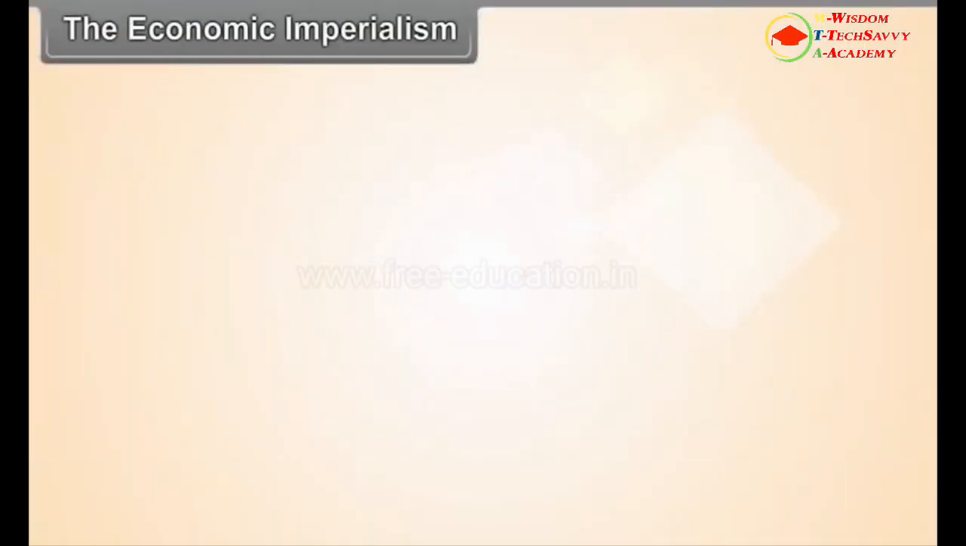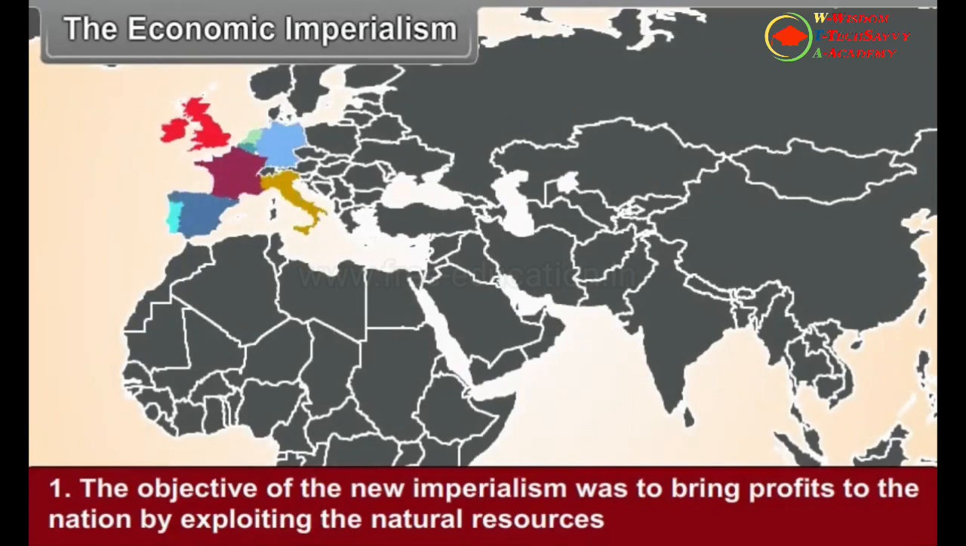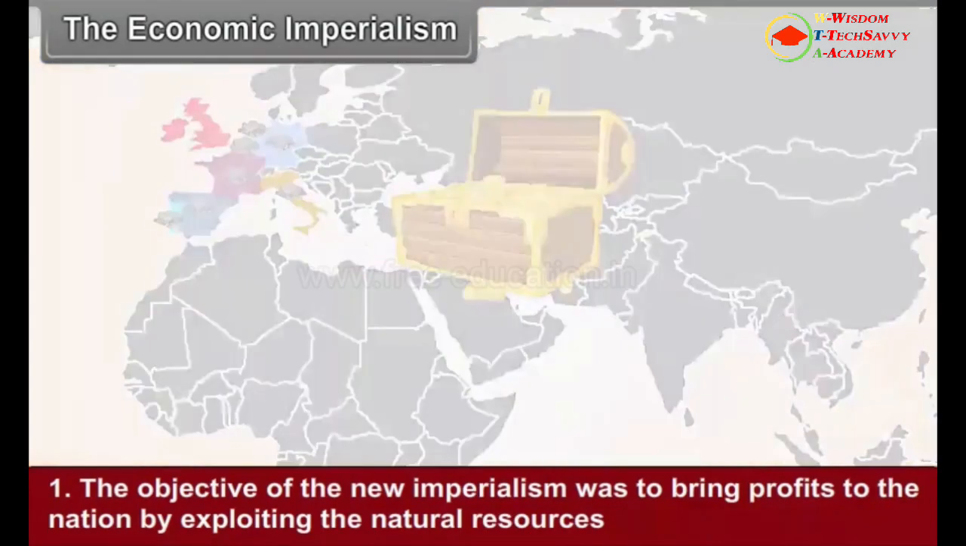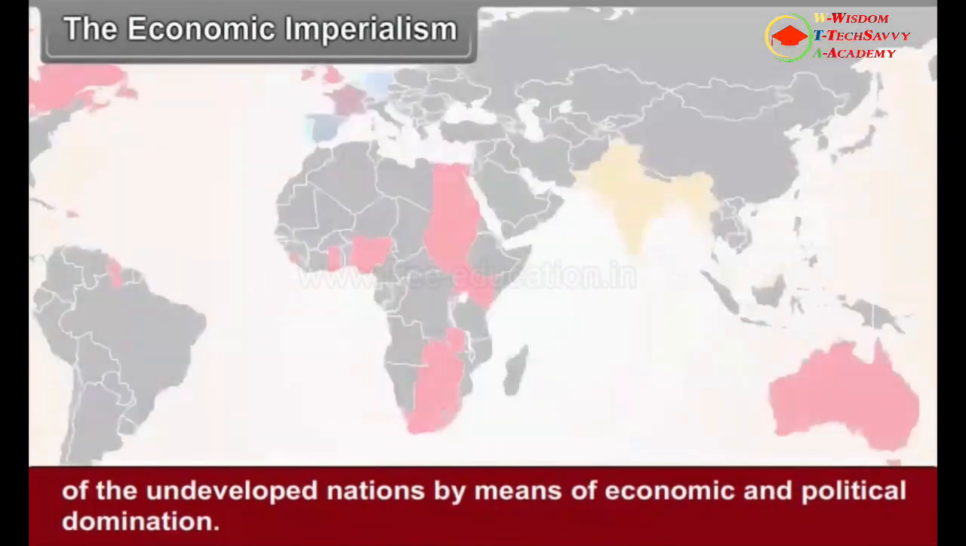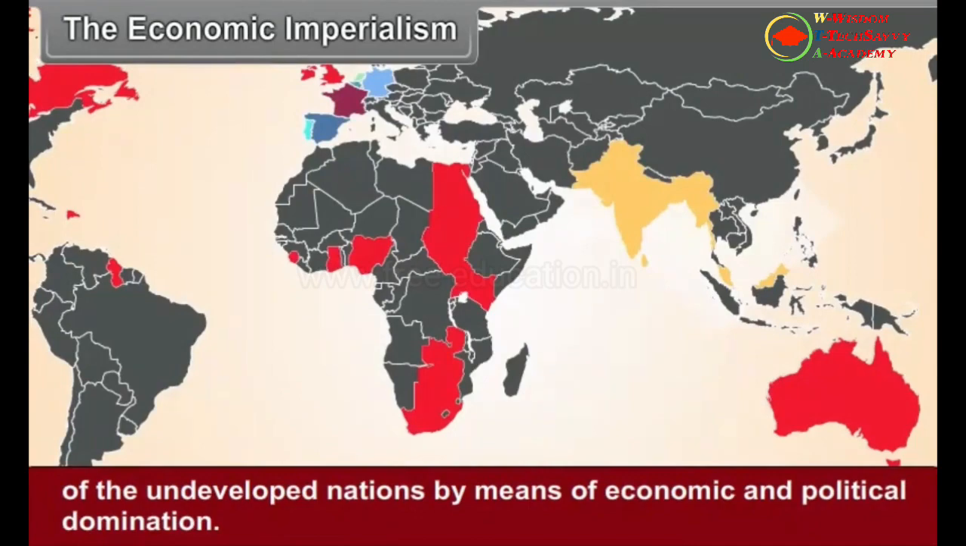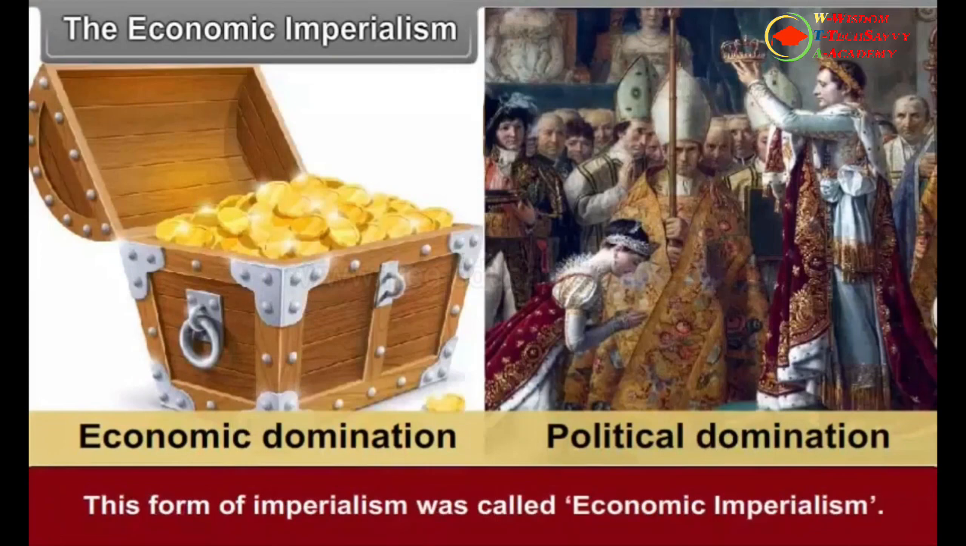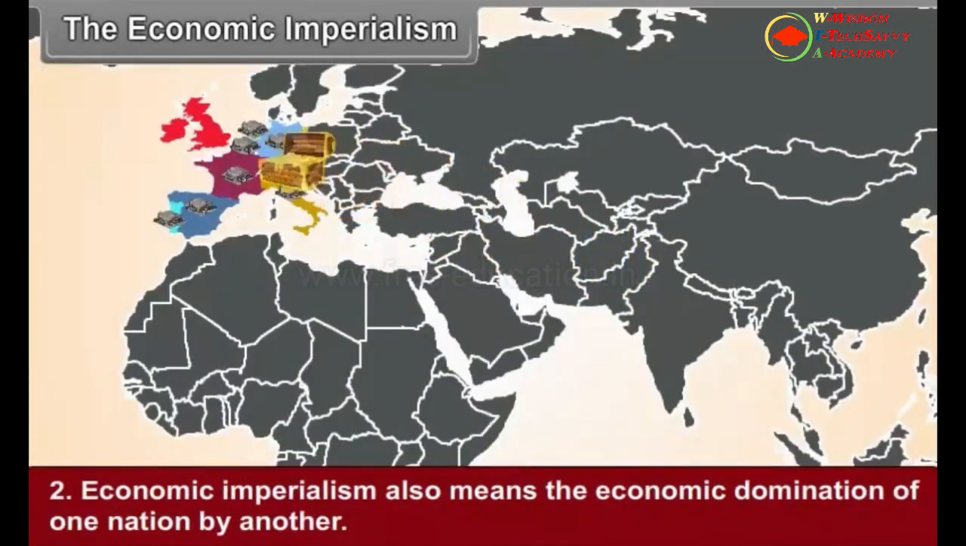Economic imperialism. First, the objective of the new imperialism was to bring profits to the nation by exploiting the natural resources of the undeveloped nations by means of economic and political domination. This form of imperialism was called economic imperialism. Second, economic imperialism also means the economic domination of one nation by another.